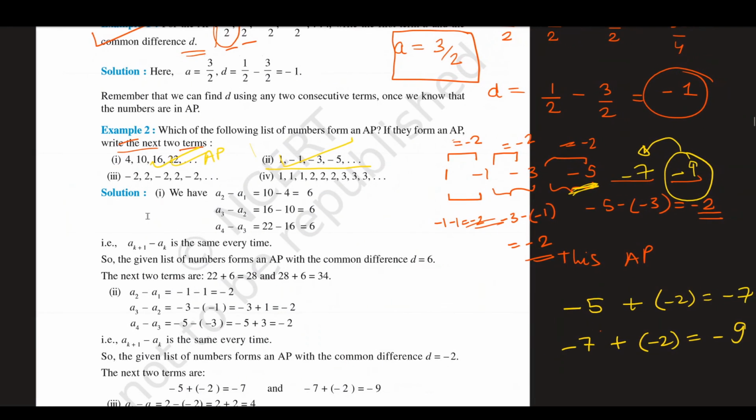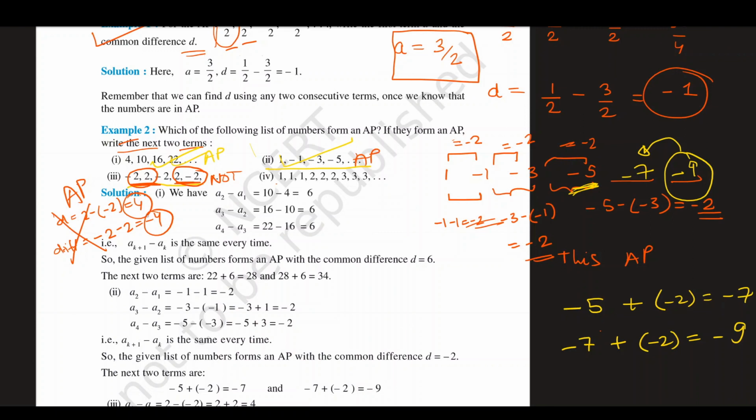Now we have this one: minus 2, 2, minus 2. This is an easy one. Just look at the first two terms. The difference will be 2 minus of minus 2, that is 4. But if we look at the next two terms, the difference will be minus 2 minus 2, which is minus 4. As these two differences are not the same, it is not an AP, because for a sequence to be an AP, every consecutive difference should be the same. So this is not an AP.